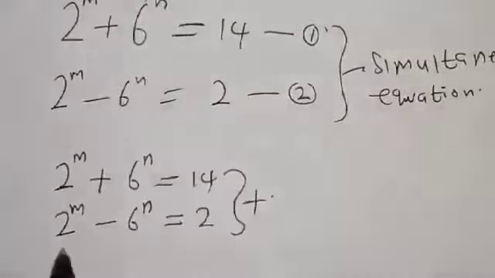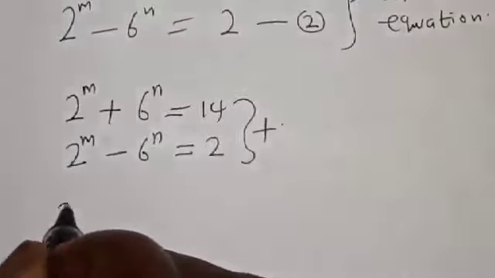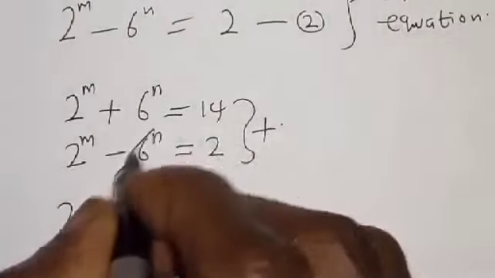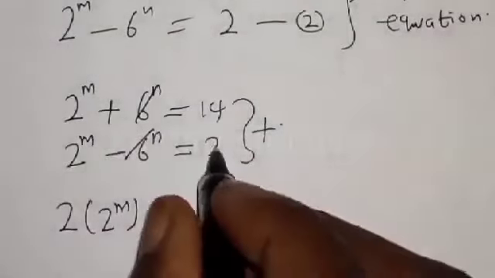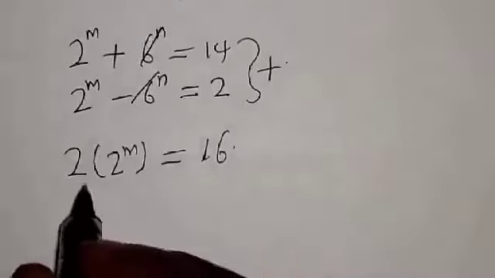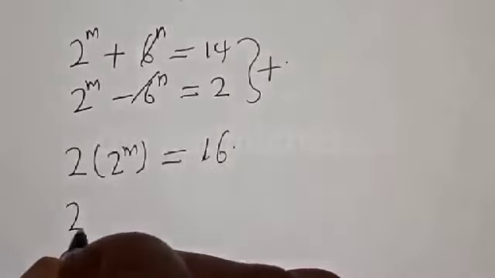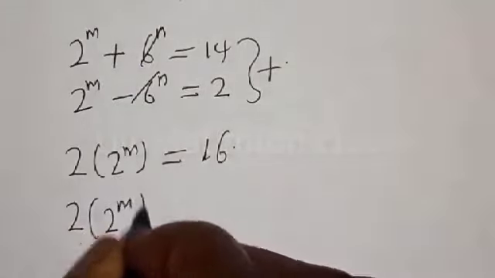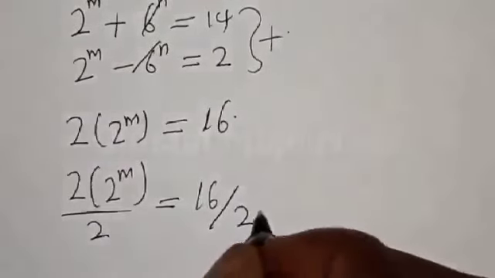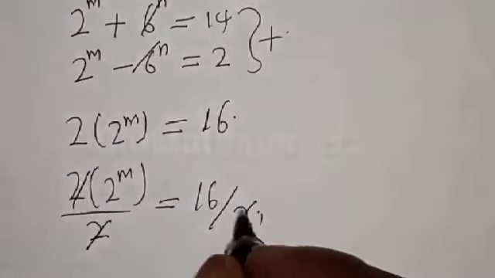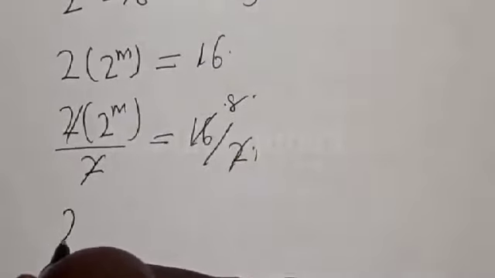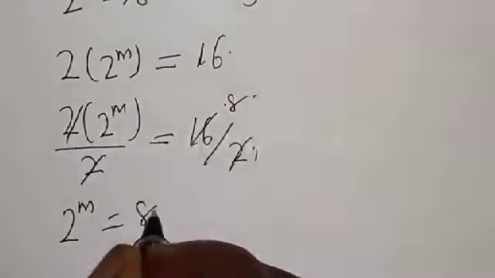If you add together, we have 2 into 2 raised to the power m. This one will cancel this. It is equal to 14 plus 2, that is 16. Now, divide both sides by 2. We have 2 into 2 raised to the power m divided by 2 is equal to 16 divided by 2. This one will cancel this. 2 here, 1; 2 here, 8. Then we have 2 raised to the power m is equal to 8.